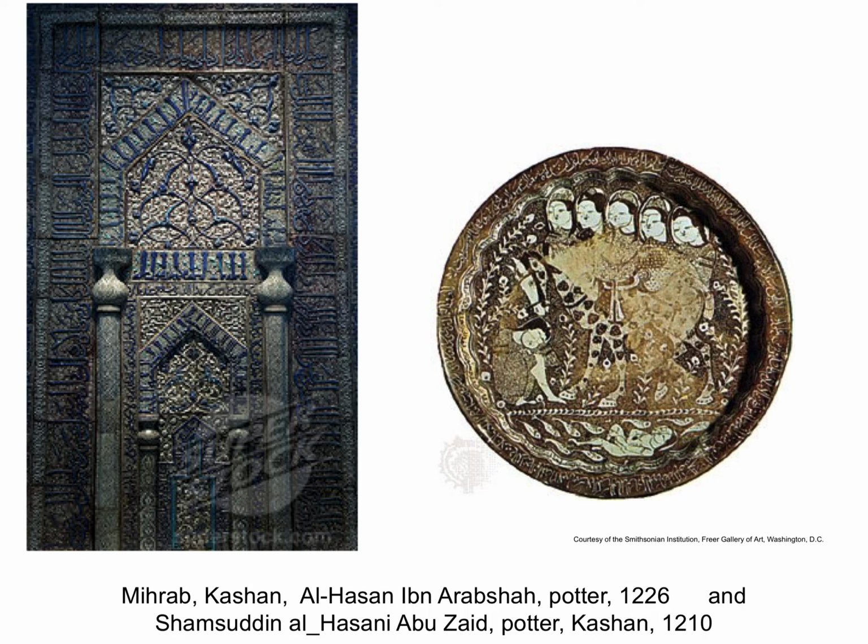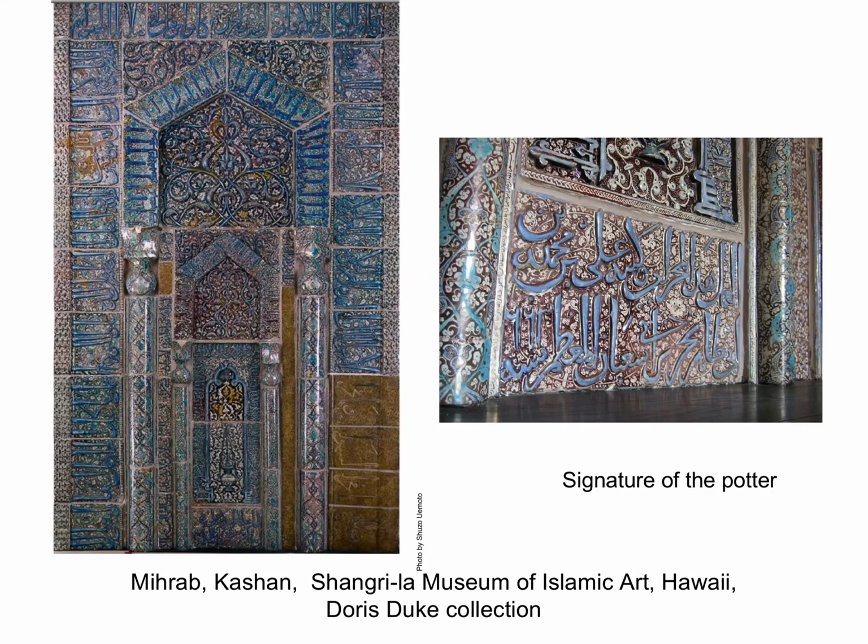Sometimes mihrabs in mosques, indicating the direction of Mecca, have been painted and made by potters who left their names and signed their work. And some potters also signed their domestic decorative ware, like this example from Kashan we see on the right with the name and inscription by the potter who made this object. And an example of that at the Shangri La Museum of Islamic Art in Hawaii, the Doris Duke collection, a mihrab from Kashan with the signature of the potter at right.